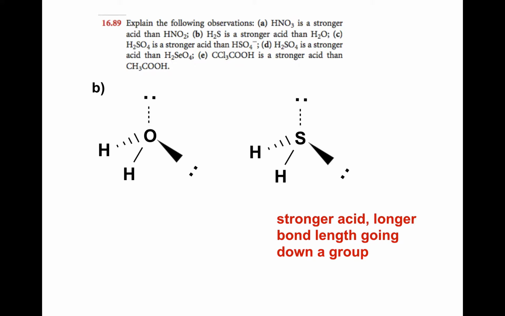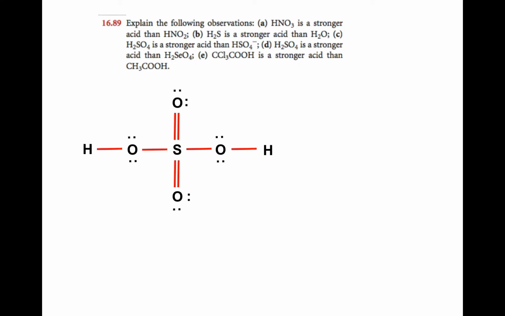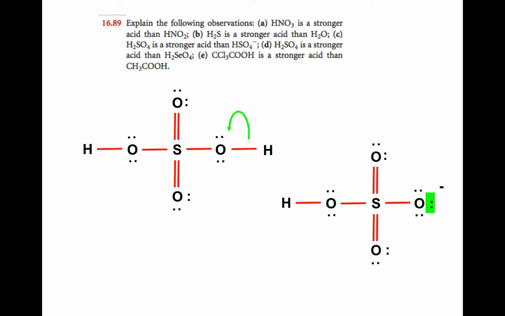C, sulfuric acid is a stronger acid than hydrogen sulfate. All right, so when sulfuric acid gives up its H, that electron pair gets infused into the rest of the molecule and helps stabilize it, making it harder to take subsequent H's off. So anytime you have a polyprotic acid, it's always easier to take the first H off. It gets harder and harder as more and more electrons get put into this molecule, helping to stabilize it.